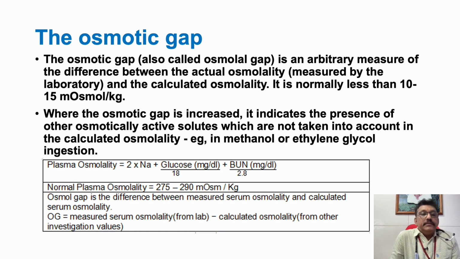Now another important investigation is the osmolar gap, that has to be calculated. Osmolar gap is the difference between measured serum osmolality and calculated serum osmolality. Measured you will get from the lab; calculated we have to calculate as 2 into sodium plus glucose by 18 plus blood urea nitrogen by 2.8. That can be calculated with the formula. Normal osmolarity is 275 to 290 milliosmoles per kg. The difference between measured and calculated osmolarity is called the osmolar gap. An elevated osmolar gap indicates toxic alcohol ingestion. So in a patient who has high anion gap metabolic acidosis, if you get a high osmolar gap, then you suspect toxic alcohol ingestion.